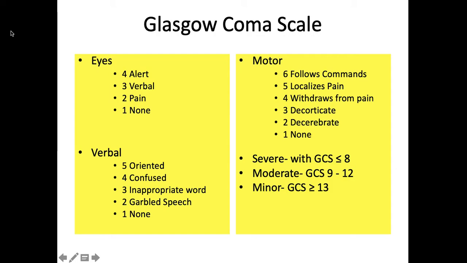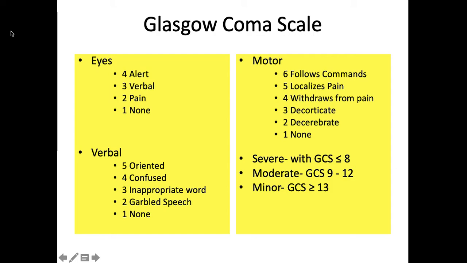So if you add up all these numbers, the highest score is 15, 4, 5, and 6. They're alert, their eyes open spontaneously, they're fully oriented, and they follow commands. They get a 15, which is the majority of our patients out there that we encounter. So actually in the field, this is pretty easy. And the least, of course, is a 3.